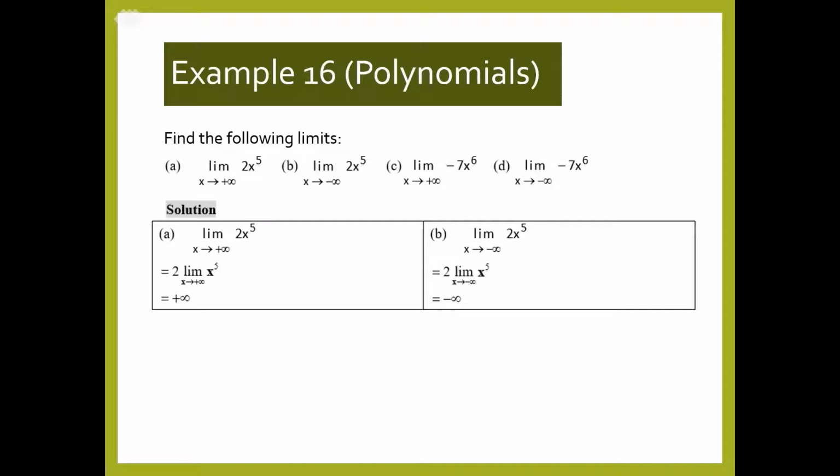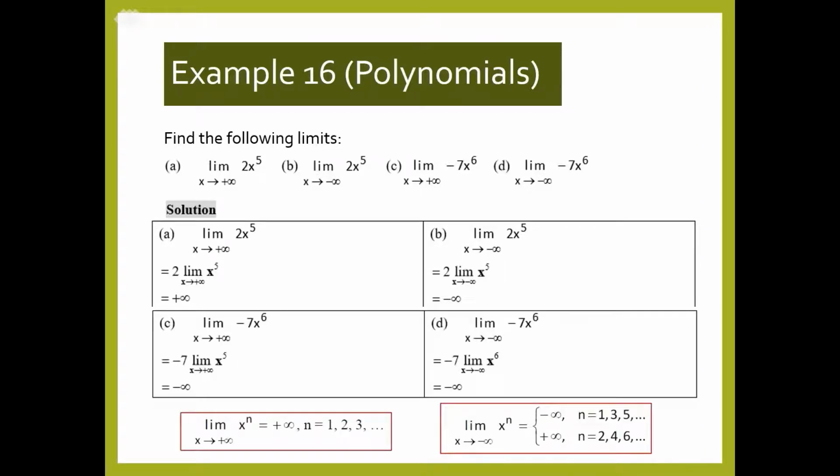For a and b, by direct substitution, you will get positive and negative infinity respectively. As for c and d, by direct substitution, you'll get both answers with negative infinity. Take note that the limit of x to the power of n as x approaches positive infinity is always equal to positive infinity. The limit of x to the power of n as x approaches negative infinity is equal to negative infinity if n is odd, and it is equal to positive infinity if n is even.